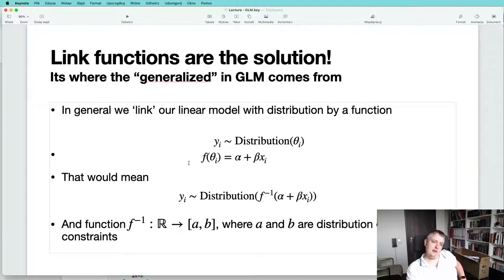The only thing that we want is a function that should be invertible, so it has to be continuous, monotonic, stuff like that. And it needs to transfer this linear combination, these real numbers, into our interval. So from interval AB, F gets you the values from real numbers, and because the inverse exists, the inverse function transforms our linear combination of predictors into a constrained number.